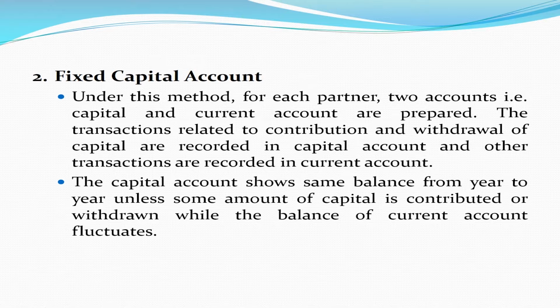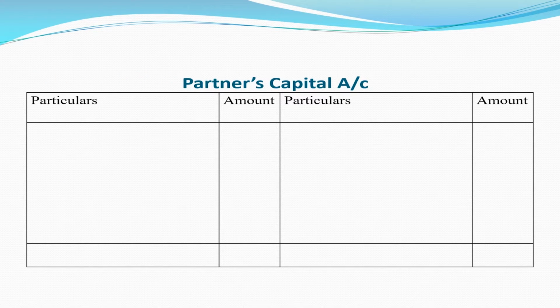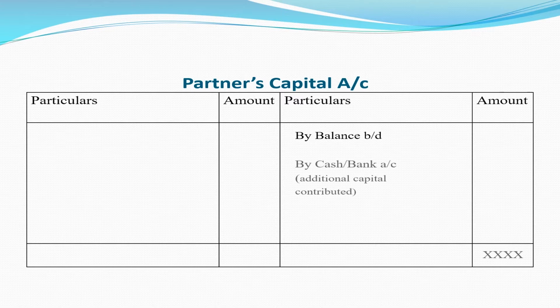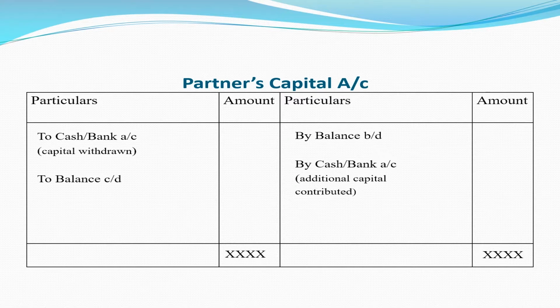Let's talk about the partner's capital account in the fixed capital method, that is by balance brought down as opening balance, and in case of any additional capital brought in by the partner, it will be written on the by side, and in case of any withdrawals or drawings, it will be written on the to side, that is to cash or bank account. Again, to balance carried down will be the balancing figure of the partner's capital account.